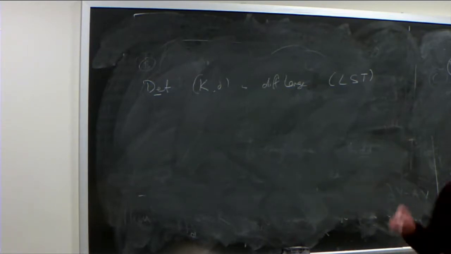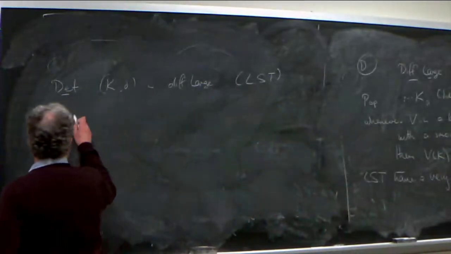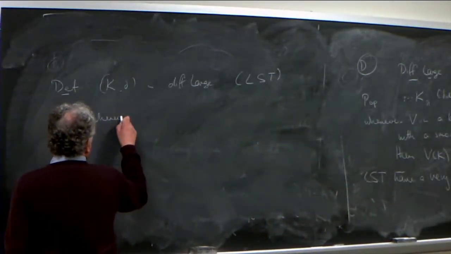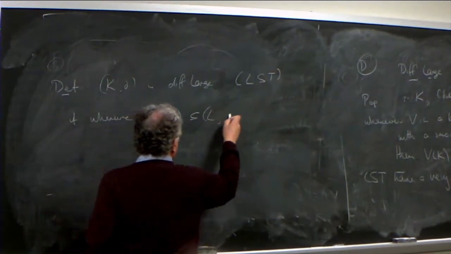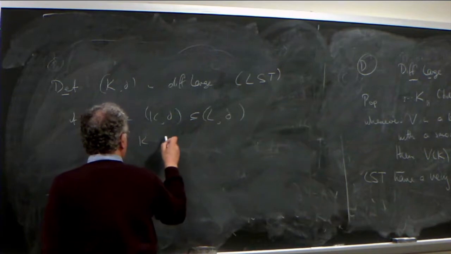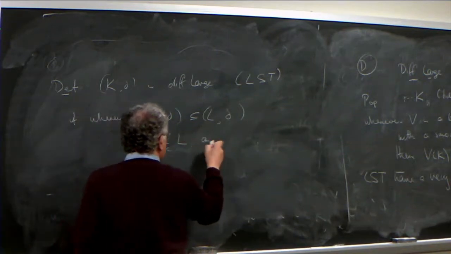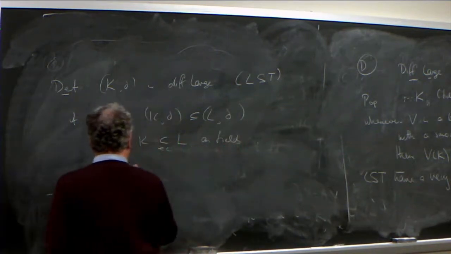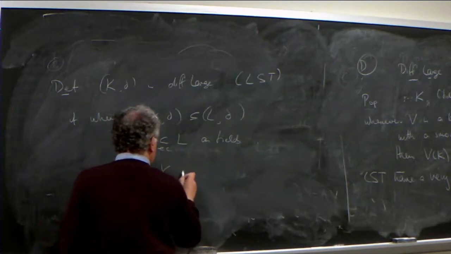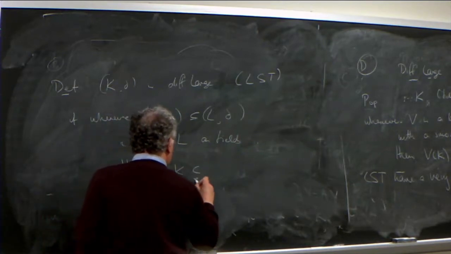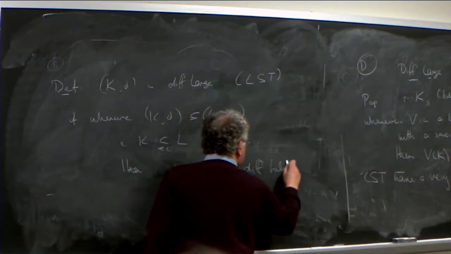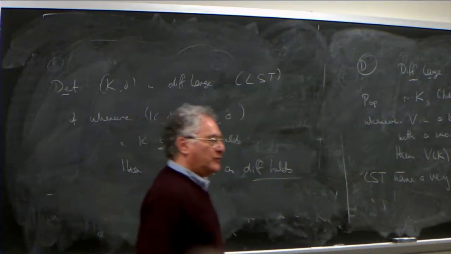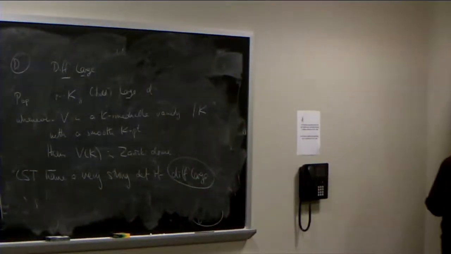I'll use that thing because it's a very special and strong notion. Whenever K delta is contained in L delta, different number differential field, and K is existentially closed in L as fields, then K delta is existentially closed in L as differential fields. And EC again means any system of equations and inequations with a solution upstairs has a solution downstairs.